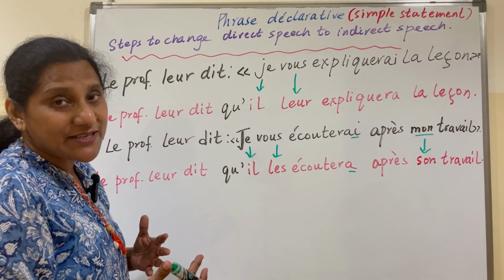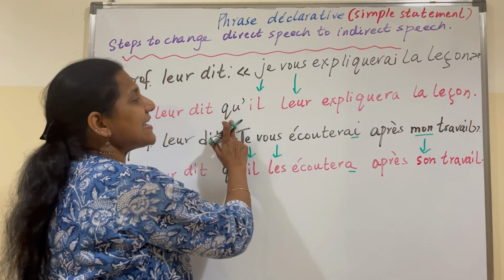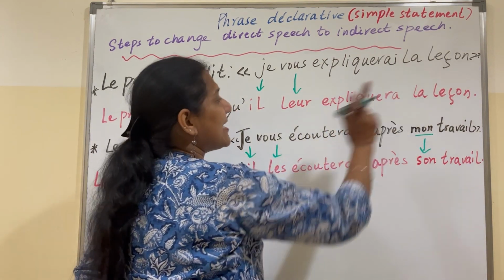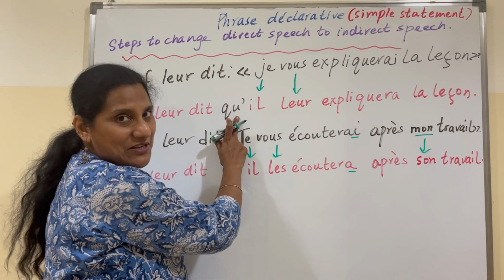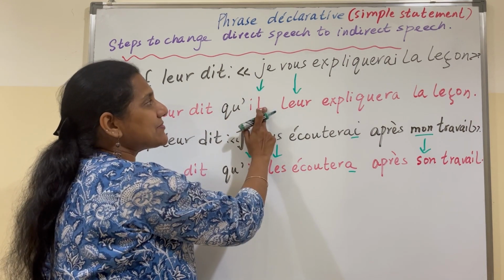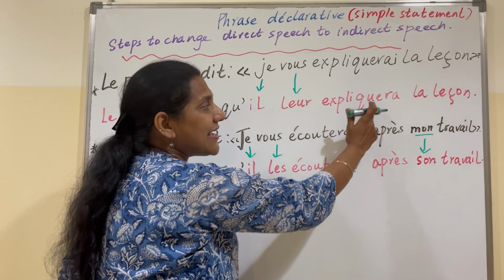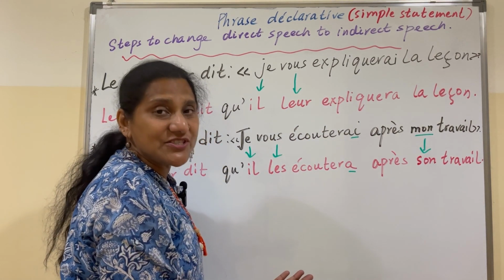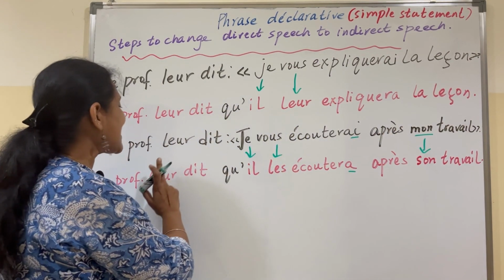Who's the prof talking to? He's telling them. I'm going to explain to you the lesson. Qu'il leur expliquera la leçon. So here, le prof le dit. Join the sentence with que. Il, je becomes il. Vous becomes leur. Expliquera. Expliquer is a verb which takes an indirect object. So leur, la leçon. Let's take another example.